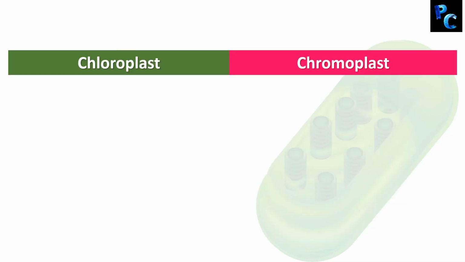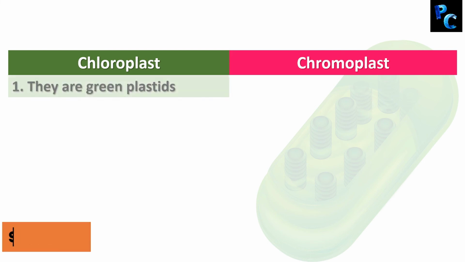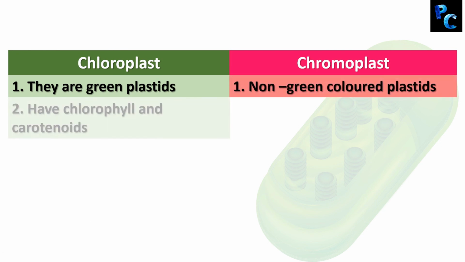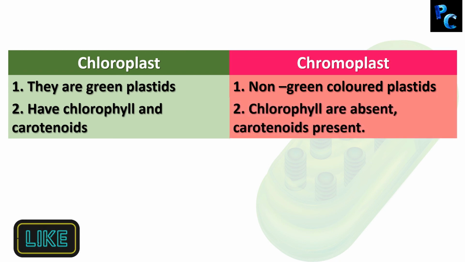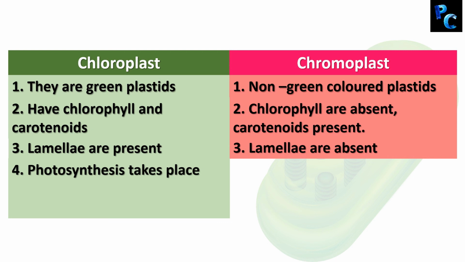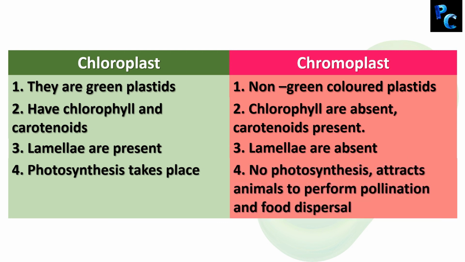Now we will see the difference between chloroplast, which is the green plastid, and the chromoplast, which is the non-green colored plastid. Chloroplasts are green plastids. Chromoplasts are non-green colored plastids. Chloroplasts have chlorophyll and carotenoids. Chromoplasts have carotenoids but do not have chlorophyll. Lamella is present in chloroplast. Lamella is absent in chromoplast. Photosynthesis takes place in chloroplast. Photosynthesis does not take place in chromoplast. Rather, chromoplast attracts animals to perform pollination and food dispersal.